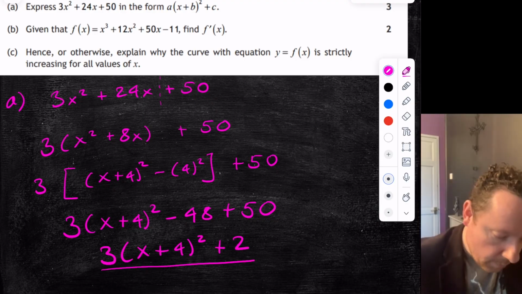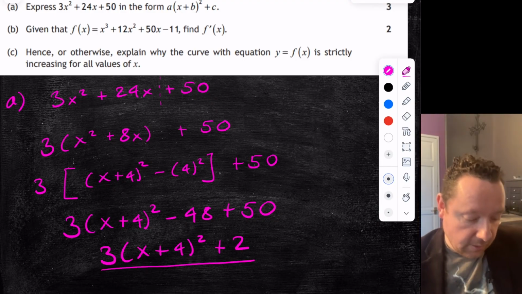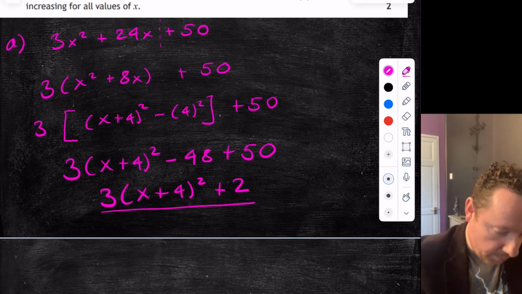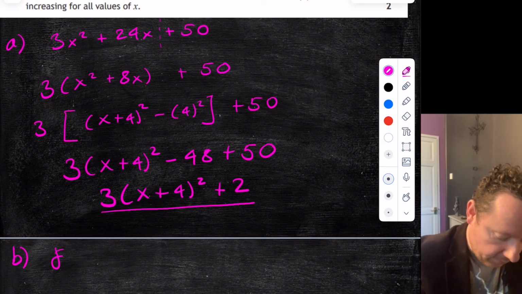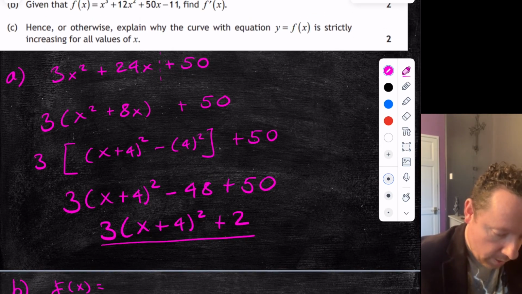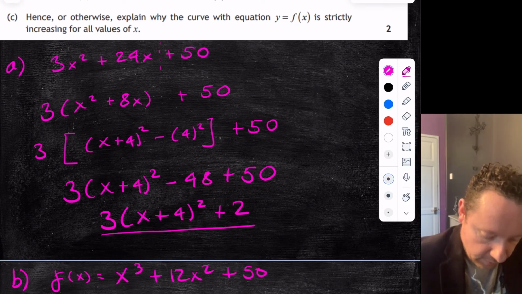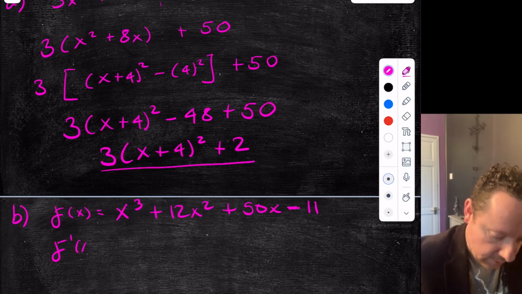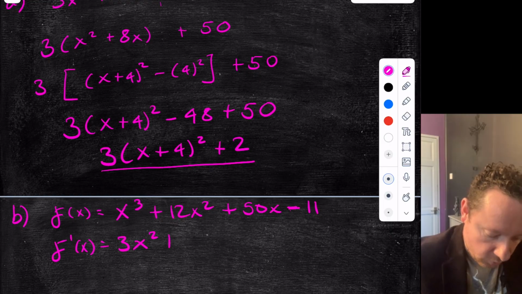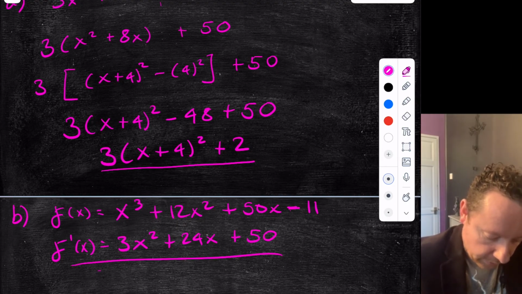And we're done there. Part B says, given that f of x is this, find f dash x. So part B, we know that f of x is equal to x cubed plus 12x squared plus 50x minus 11. So f dash x is 3 in front, x squared, 2 12s is 24x. 50 times x is just 50, and then minus 11 is 0, so we're done there.